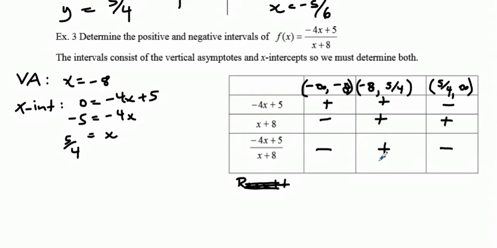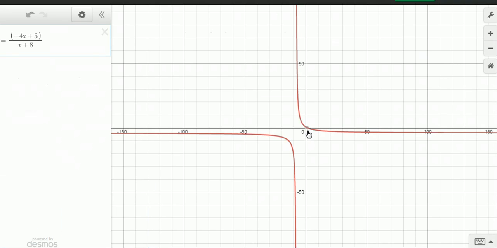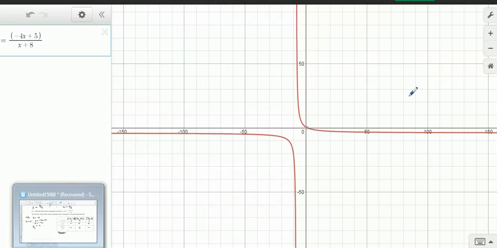Okay, let's go back and see if that makes sense. Was our graph negative between -infinity and -8? And then did it become positive until we got to the other 0? And then did it become negative afterward? I do believe so. Negative till we got to the vertical asymptote, then positive until we got to that 0, which is at 5/4. And then from 5/4 onward, it became negative.